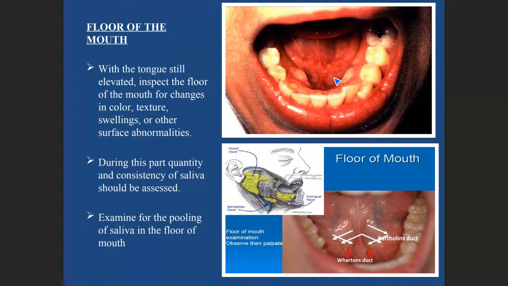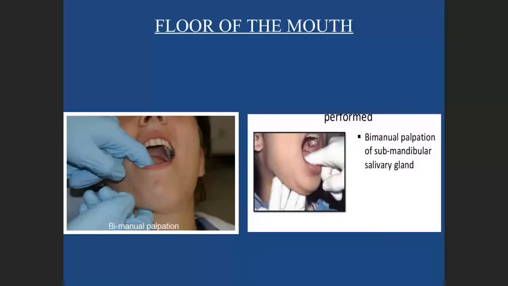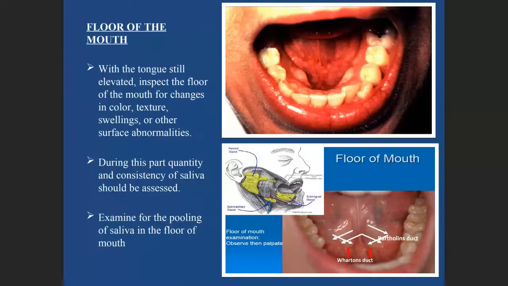How do you do palpation? See here you have the opening of submandibular and sublingual salivary gland also. Okay, so if you feel any stones in the salivary gland, you can do by manual or by digital palpation. So one hand you will keep inside the floor of the mouth, like I'll show you in this picture, and the other hand will be outside, so you can look for any kind of growth.